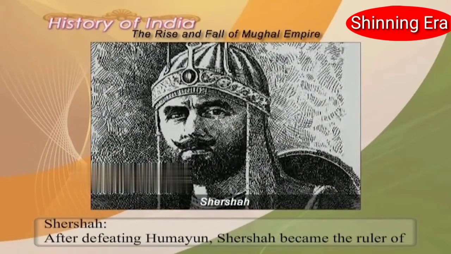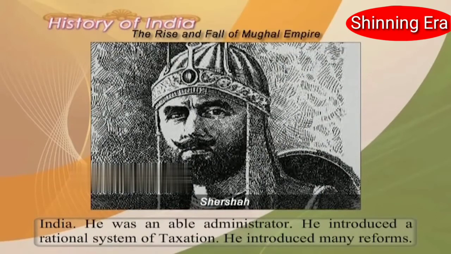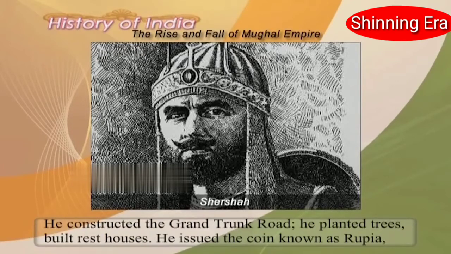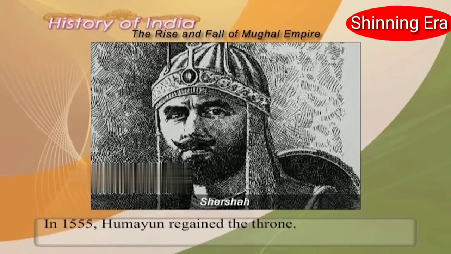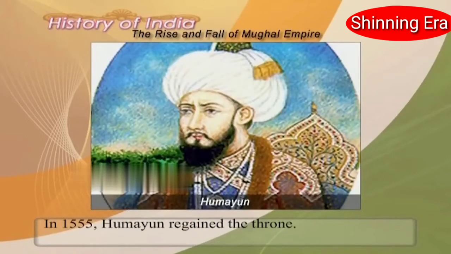Sher Shah. After defeating Humayun, Sher Shah became the ruler of India. He was an able administrator. He introduced a rational system of taxation. He introduced many reforms. He constructed the Grand Trunk Road. He planted trees, built rest houses. He issued the coin known as Rupaya, which we call today as rupee. He also introduced the postal system. He died in an accident in 1545. In 1555, Humayun regained the throne.